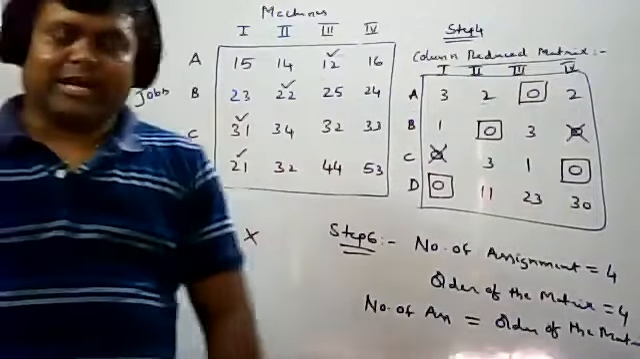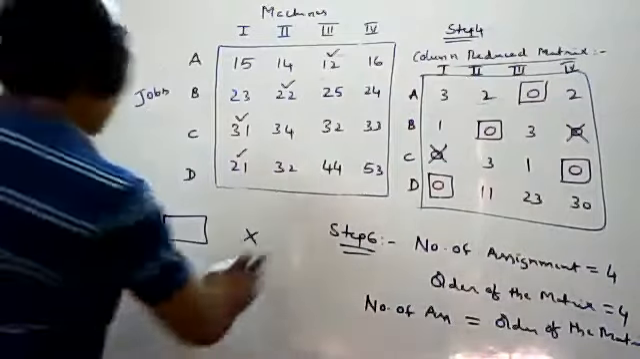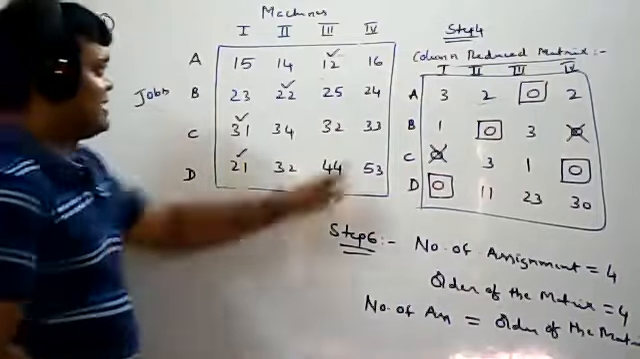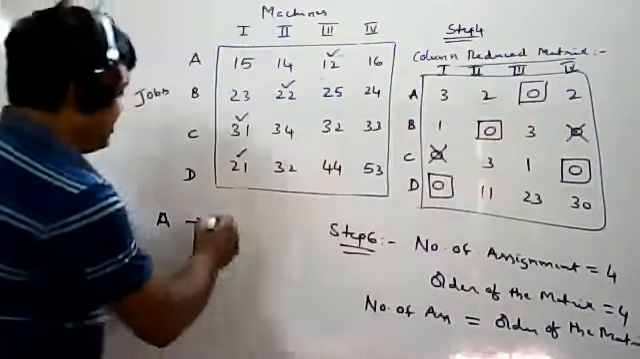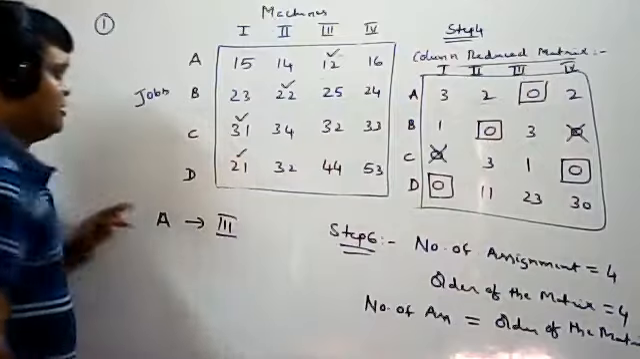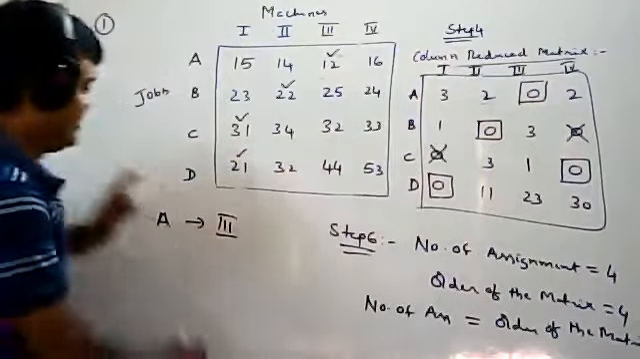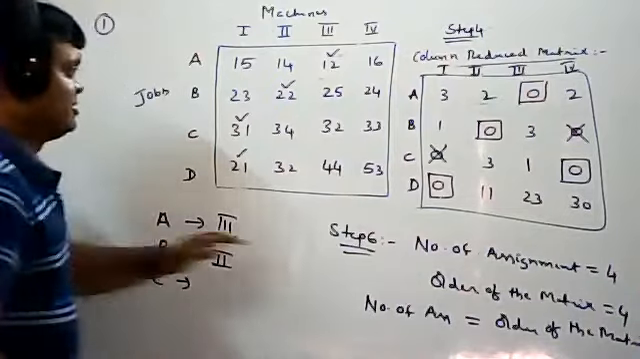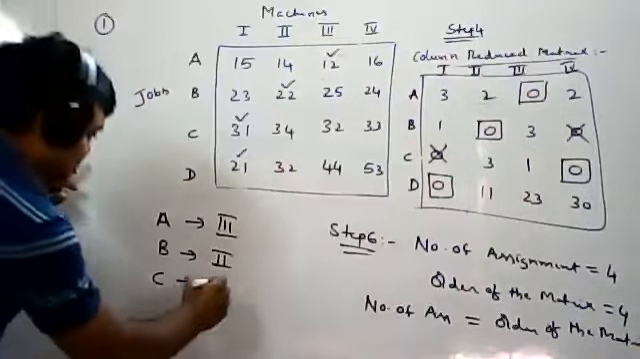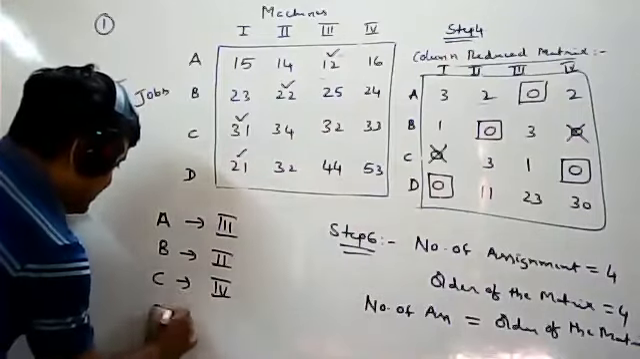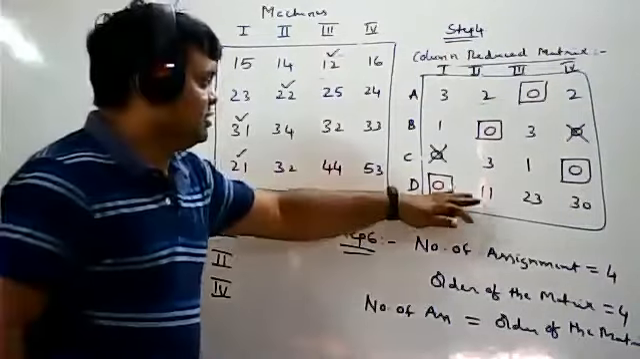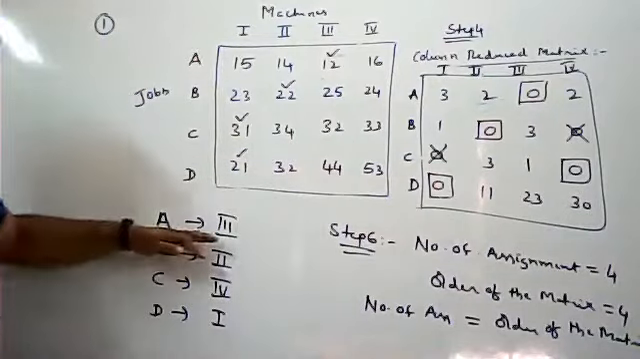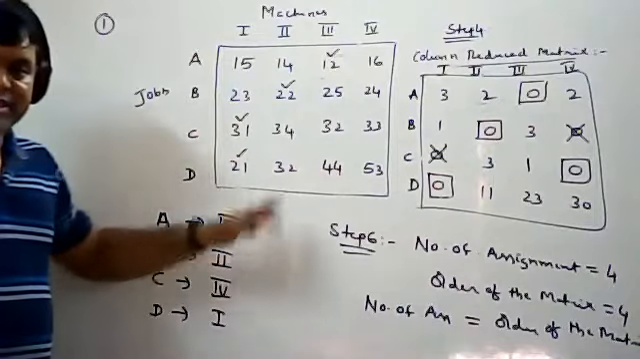Hence, we have reached the optimum solution, and the optimum assignment is given by: A job is assigned to which machine? Third machine. B job is assigned to which machine? Second machine. And C job is assigned to which machine? C job is assigned to fourth machine. And D job is assigned to which machine? D job is assigned to machine 1. This is the optimum schedule for this particular problem.